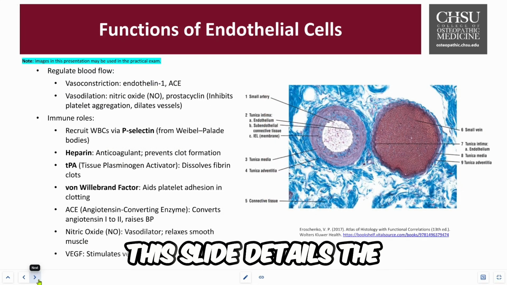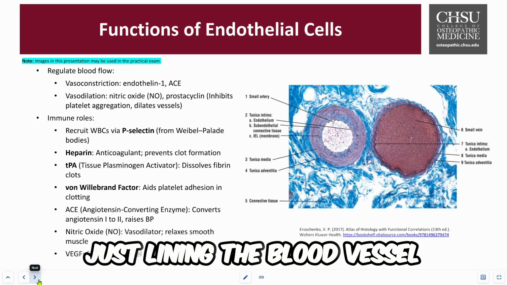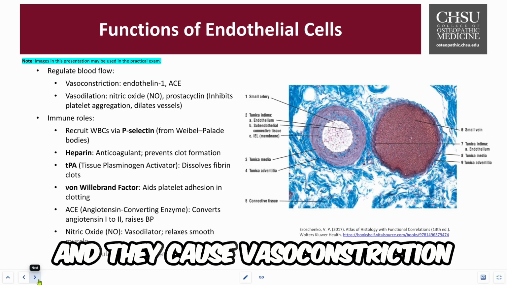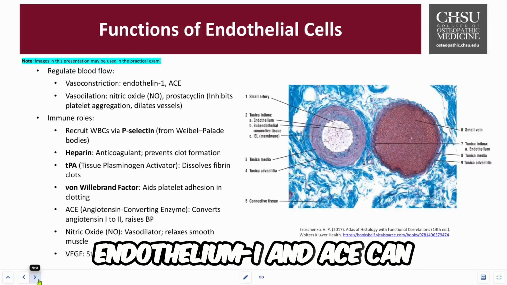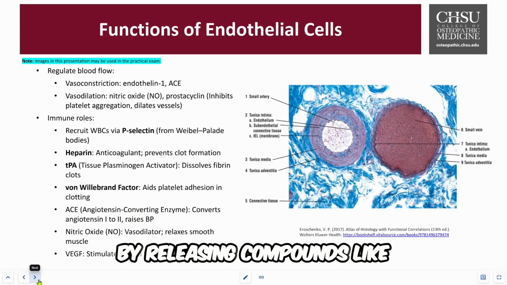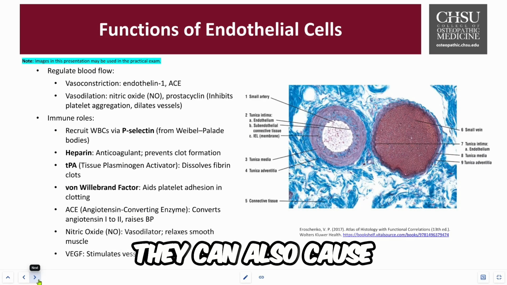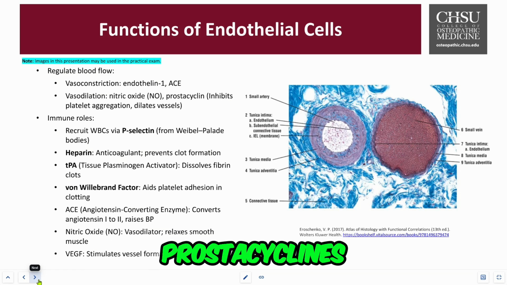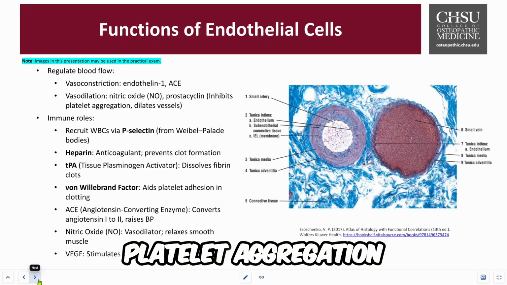This slide details the critical function of the endothelial cells, which go far beyond just lining the blood vessel. They play a major role in regulating blood flow. They can cause vasoconstriction by releasing compounds like endothelin 1 and ACE. They can also cause vasodilation by releasing nitric oxide and other chemicals like prostacyclins. These prostacyclins also inhibit platelet aggregation.